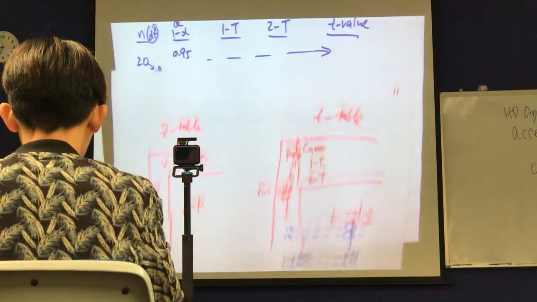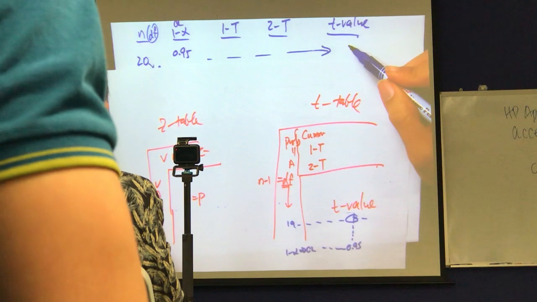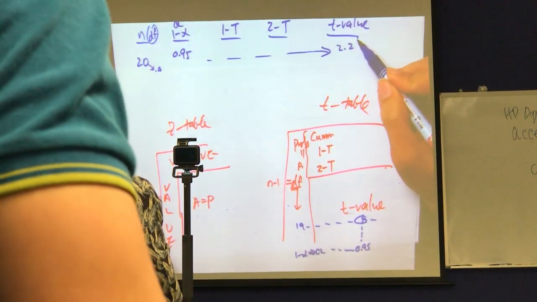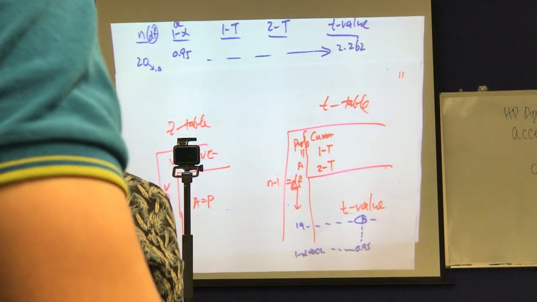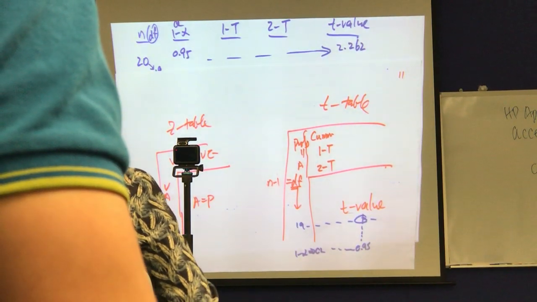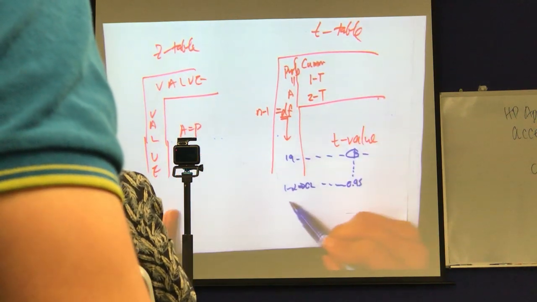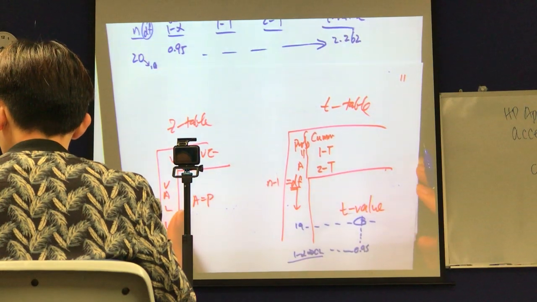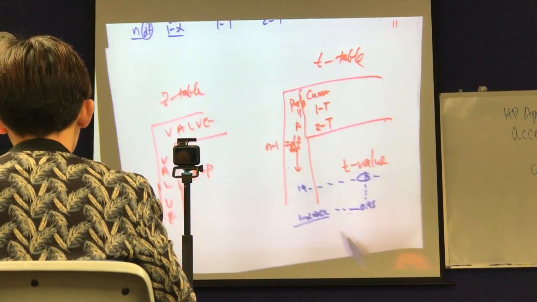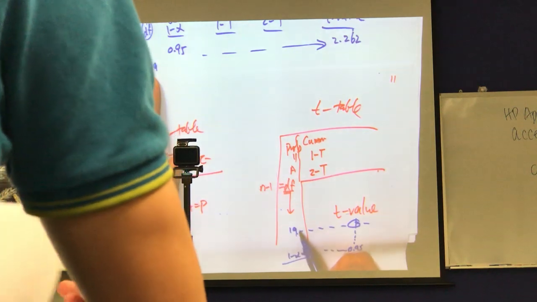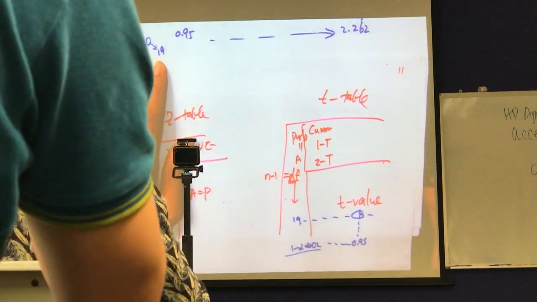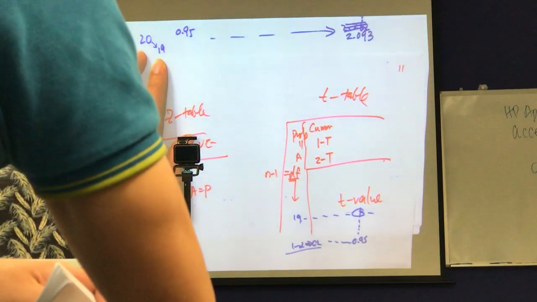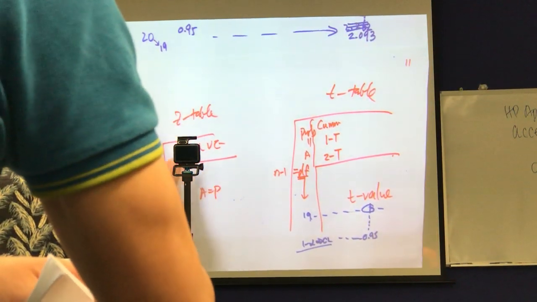So can someone read out for me what is the T value here? 2.262. Everyone okay with that? 2.09. Is it 2.262? You look at the 19, degree of freedom is 19. 2.093. Okay. Everyone okay with that? How about this one here?